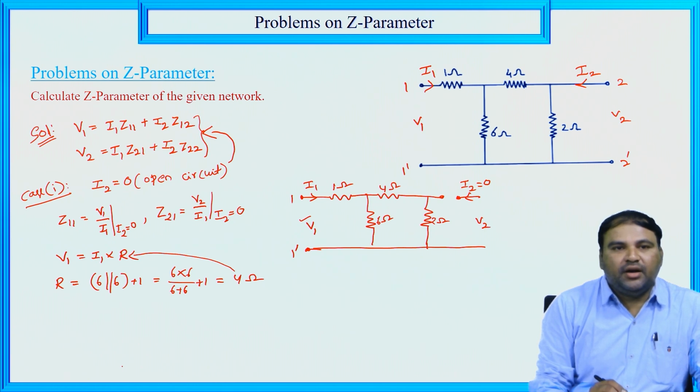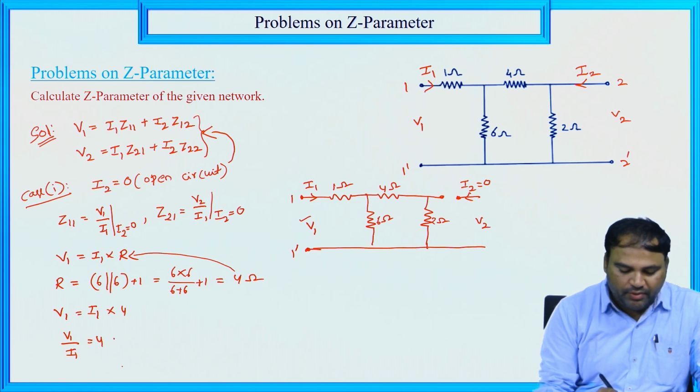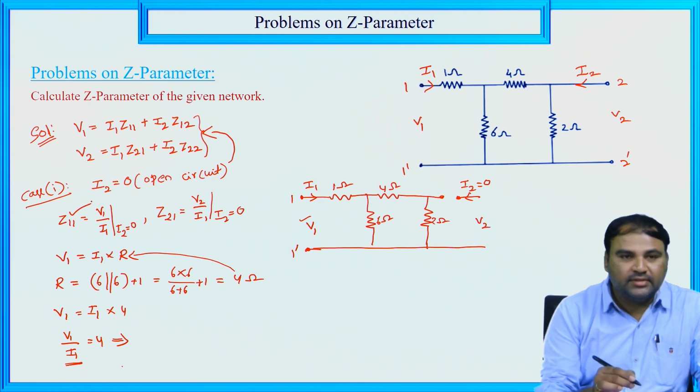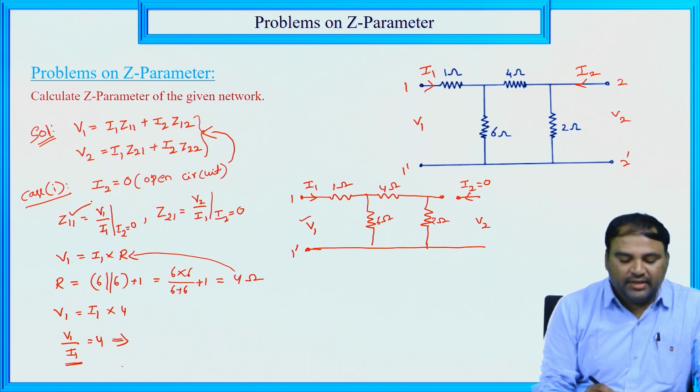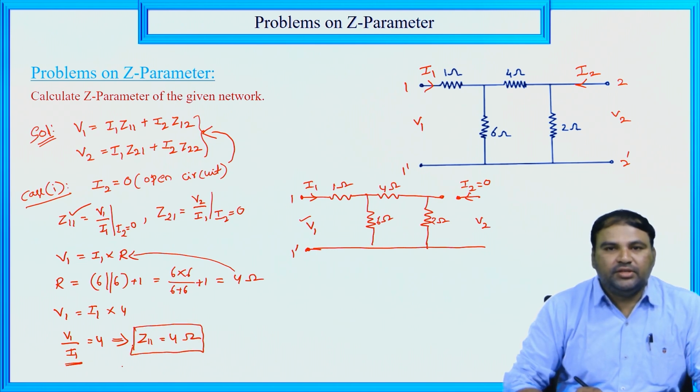Now substituting the R value, we get V1 equal to I1 into 4, so V1 by I1 equals 4. V1 by I1 is nothing but Z11. So Z11 is equal to 4 ohm, which is the first parameter.